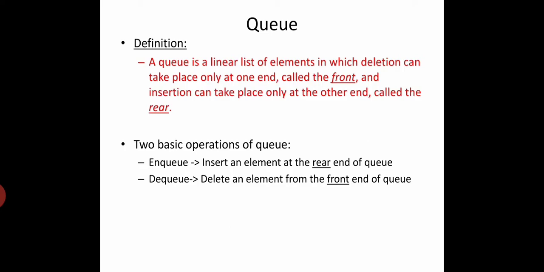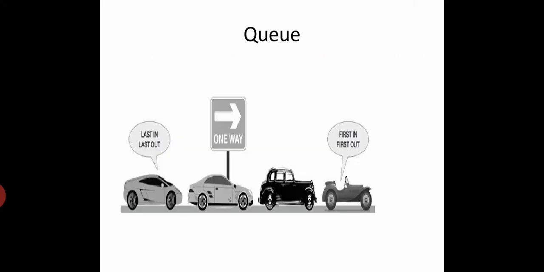I have already told you, queue has two ends. The first one is the rear end, the second one is the front end. At the rear end you can insert the element. And in the case of Dequeue, it means delete an element. At the front end you can delete the element at which the front pointer is pointing. There are two basic operations, Enqueue and Dequeue.